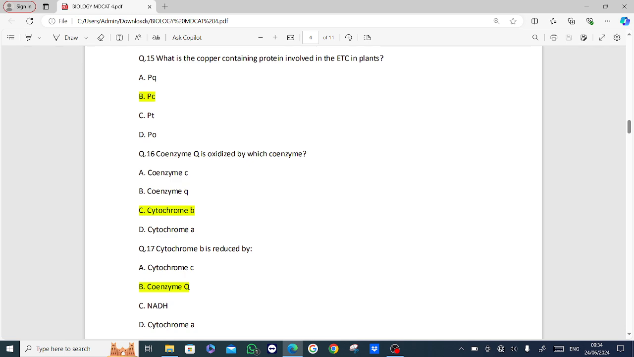Next MCQ is: cytochrome B is reduced by. Options are cytochrome C, coenzyme Q, NADH, cytochrome A. Answer is option B, coenzyme Q.